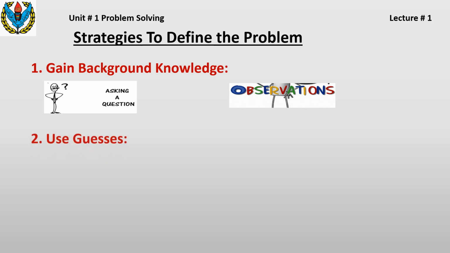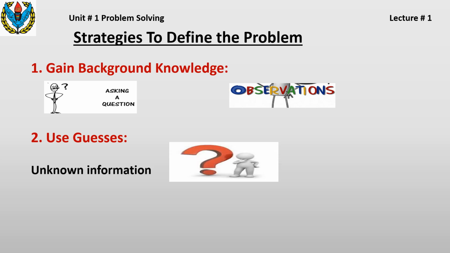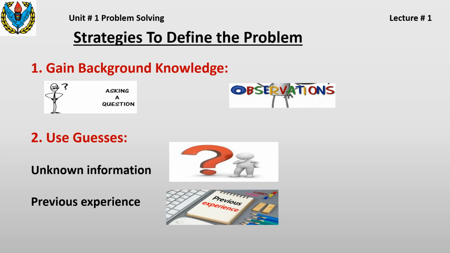The second strategy is use guesses. We try to guess the unknown information through appropriate guesses. The ideas about the unknown information help to fill the loopholes to find the problem. These guesses may be based upon our past or previous experiences. The outcome of the previously solved problems helps us to define the problem in a better way.